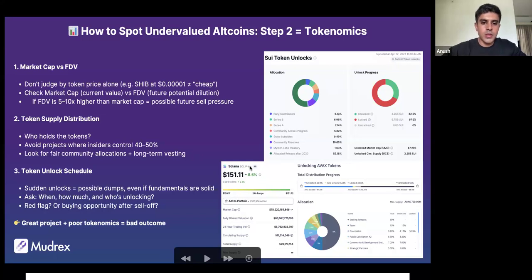Yeah. So that's that for the token supply distribution and also what you need to look at for tokenomics. Let's now go into the next portion as well of what you need to look at.